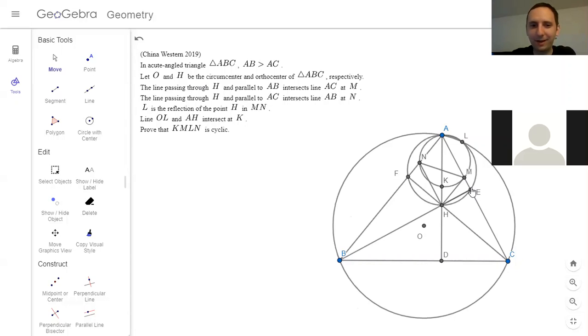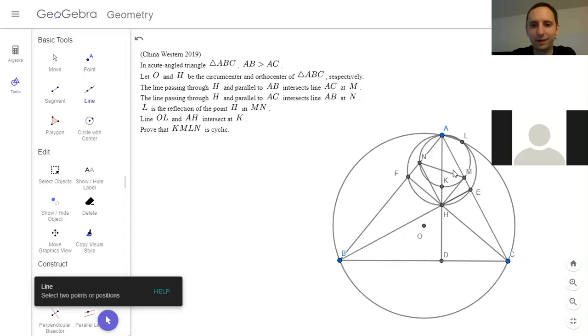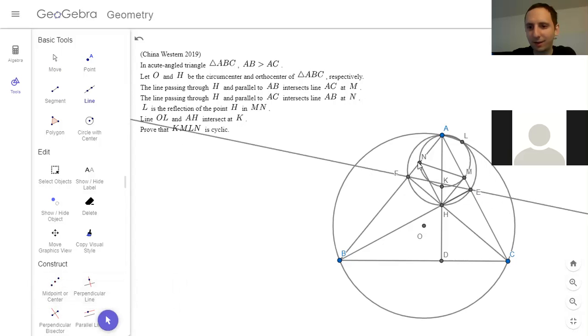Are you sure about that? MN and EF don't look like they concur on BC. No, MN and EF don't concur on BC.